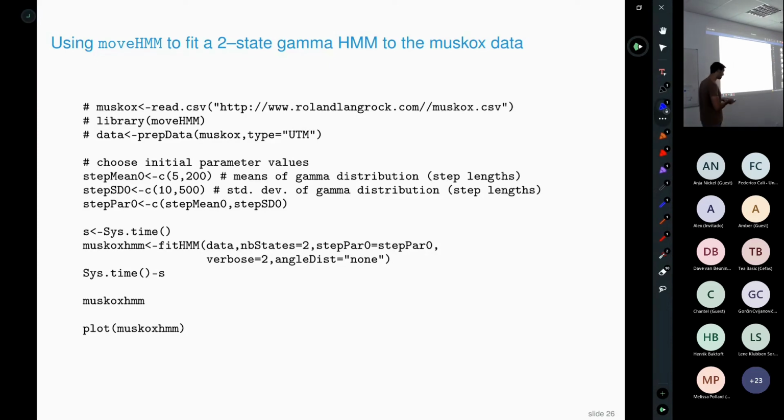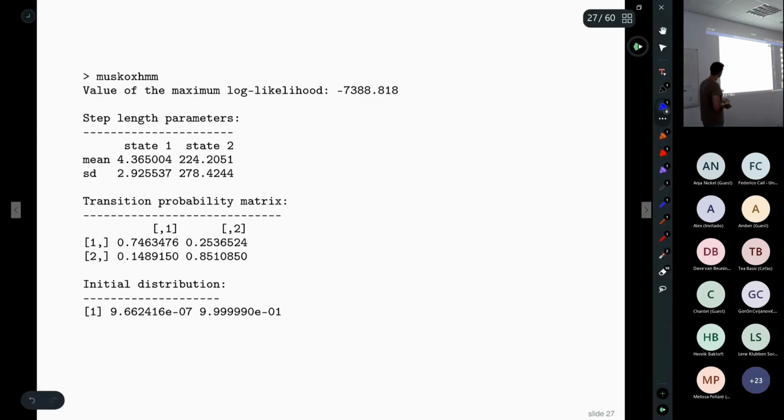Okay? And then how does that look? You get some output in the end, so you get the value of the log likelihood at the maximum, and you get the estimates. You get estimates for the gamma distribution in state 1, so the mean of the gamma distribution in state 1 and the standard deviation in state 1. Very small values, so the mean step length in state 1 is actually just 4 meters. This is really the animal being inactive, just some GPS measurement error. And in the other state, it's 224. That's the mean step length in state 2, and the standard deviation.